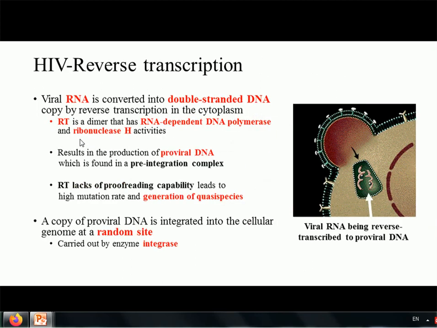If you look at the structure, this HIV contains a special enzyme called reverse transcriptase enzyme. This reverse transcriptase enzyme is able to convert the single-stranded viral RNA into double-stranded viral DNA, and later on this viral DNA will integrate with the host genome to form a provirus. This will be carried out by the integrase enzyme, which is found in the HIV.